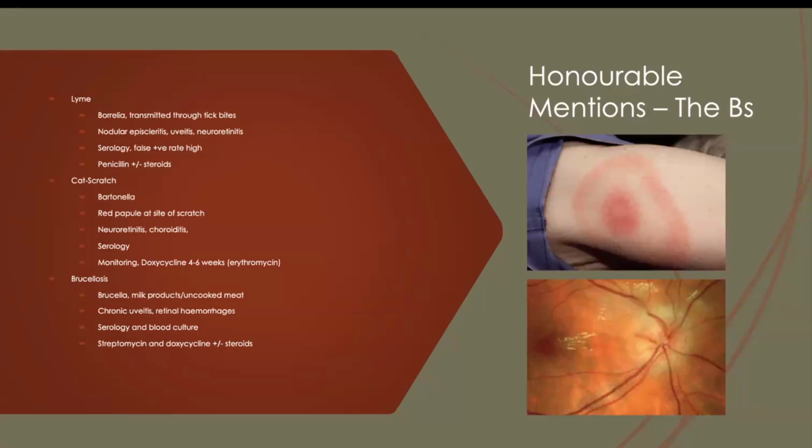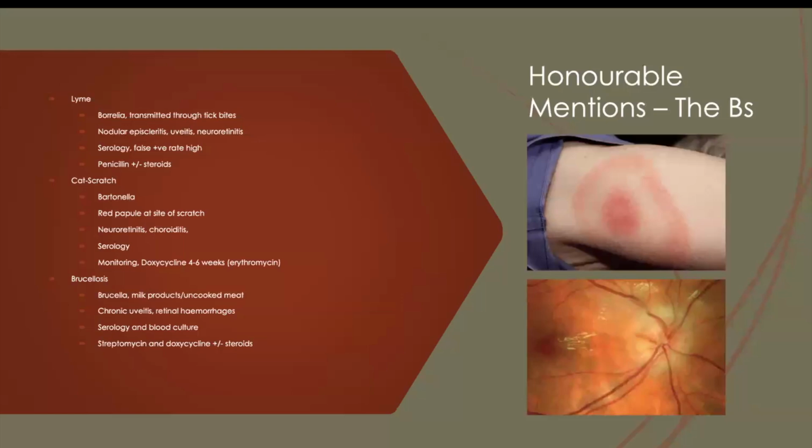Cat scratch disease, which is your Bartonella, typically comes from patients who have cats, for example, but they can sometimes come with no pets or no history of a scratch. Again, neuroretinitis. A lot of the time with cat scratch disease, these are actually self-limiting. So a lot of the patients can simply get some monitoring and watch the disease settle down, or you can maybe give them a 4 to 6 week course of doxycycline or potentially erythromycin if you're dealing with children.